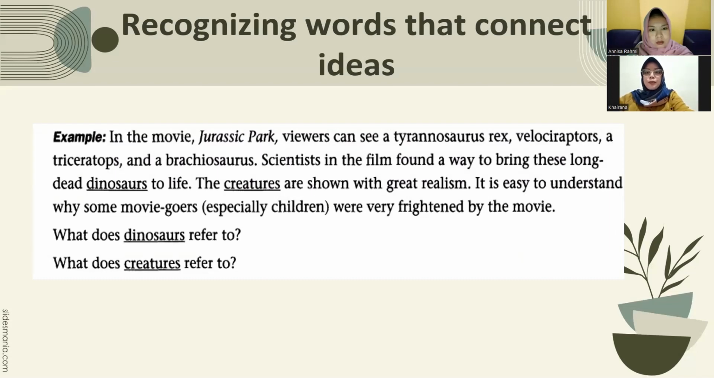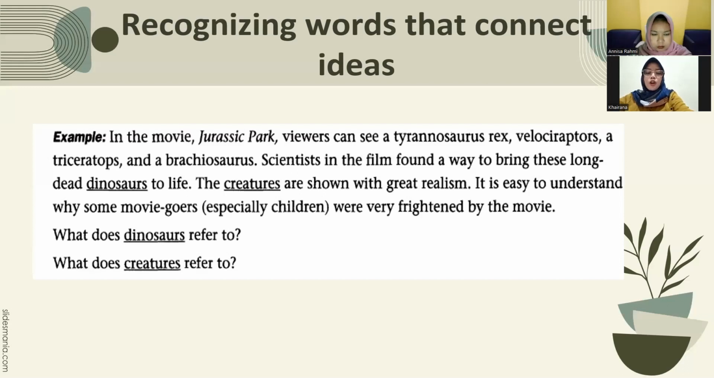in the movie Jurassic Park, viewers can see a Tyrannosaurus Rex, Velociraptor, a Triceratops, and Brachiosaurus. Scientists in the film found a way to bring this long-dead dinosaur to life. The creatures are shown with great realism. It is easy to understand why some moviegoers, especially children, were very frightened by the movie. There are two questions. What does dinosaur refer to and what does creatures refer to? In the example, there are underlined words, dinosaur and creature.